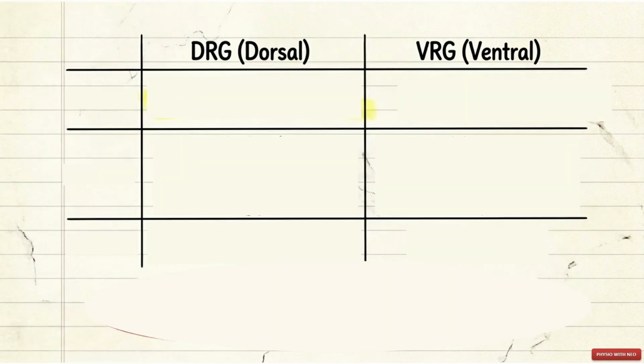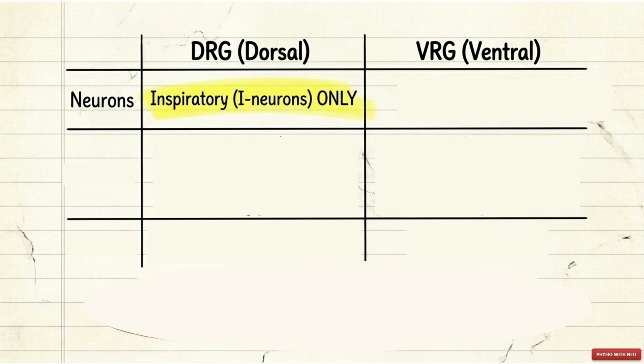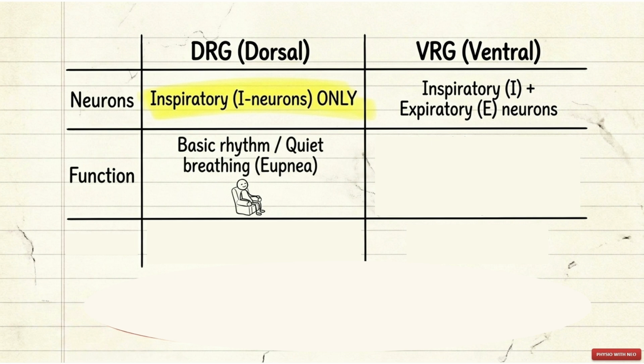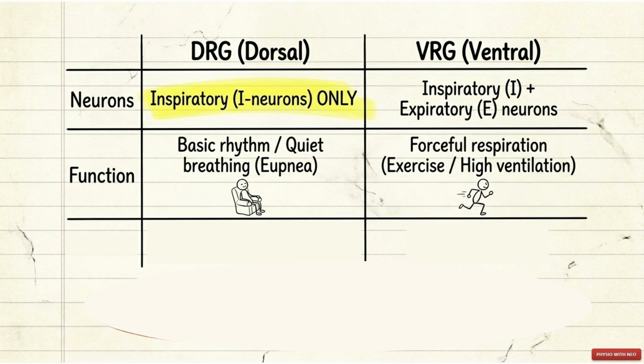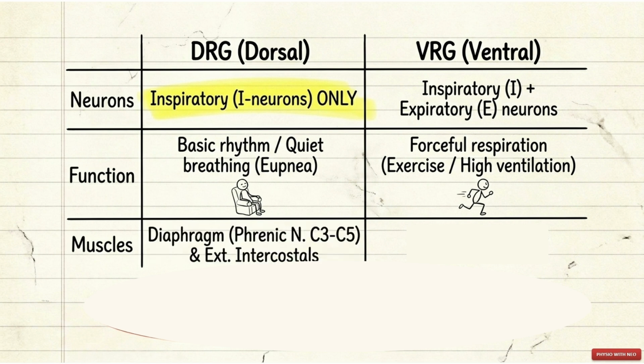Now, this table shows the basic difference between the dorsal and ventral respiratory group of neurons. The dorsal respiratory group has only inspiratory neurons, whereas the ventral contains inspiratory as well as expiratory neurons. The DRG's function is maintaining the basic rhythm that is important for quiet breathing, eupnea, whereas the ventral respiratory group plays an important role in forceful respiration required during exercise and high ventilation. The dorsal group supplies mainly the muscles of inspiration, that is the diaphragm and external intercostal muscles, whereas the ventral supplies mainly the muscles of expiration, internal intercostal muscles and abdominal muscles.